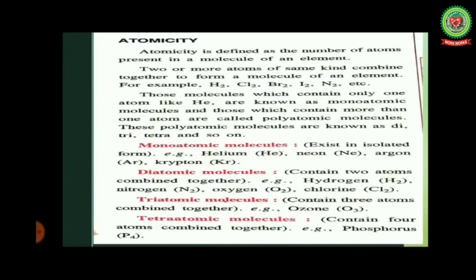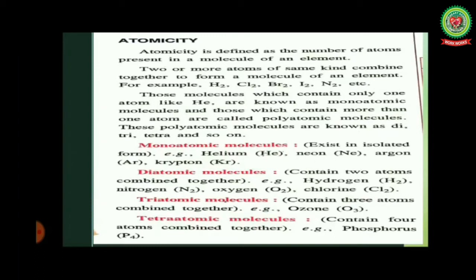2 or more atoms of the same kind combine together to form a molecule of an element. For example, H2, Cl2, Br2, I2, N2, etc. These are the molecules of hydrogen, chlorine, bromine, iodine, nitrogen. Those molecules which contain only one atom like helium are known as monoatomic molecules. Mono means one, and generally monoatomic molecules are noble gases. And those which contain more than one atom are called polyatomic molecules. Poly means many. These polyatomic molecules are known as di, tri, tetra and so on.